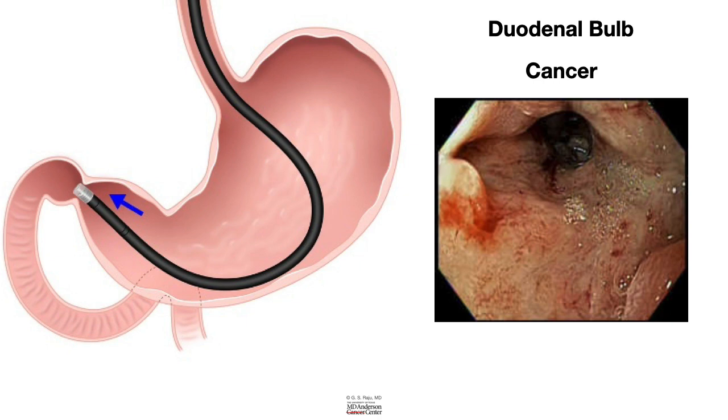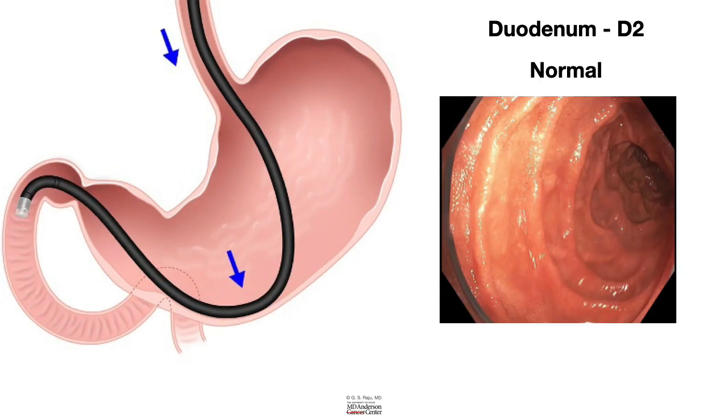So when we go from the duodenal bulb into the second portion of the duodenum, as you can see here, this is the second portion of the duodenum. Most often, the second portion of the duodenum looks normal with circular folds, and that's where you take biopsies from the second and third portion of the duodenum if you have a patient with either iron deficiency anemia or malabsorption, to look for celiac disease or any other infections of the small intestine like giardiasis, etc.